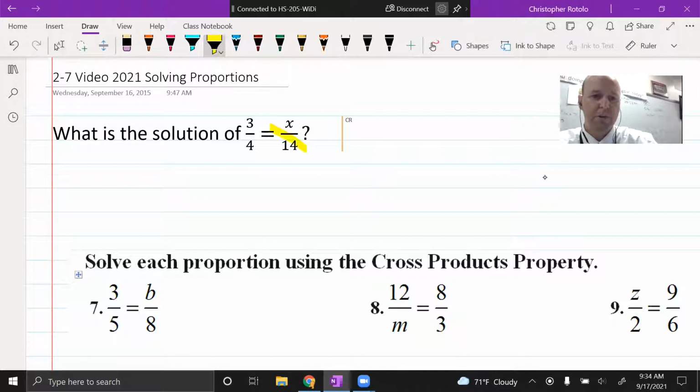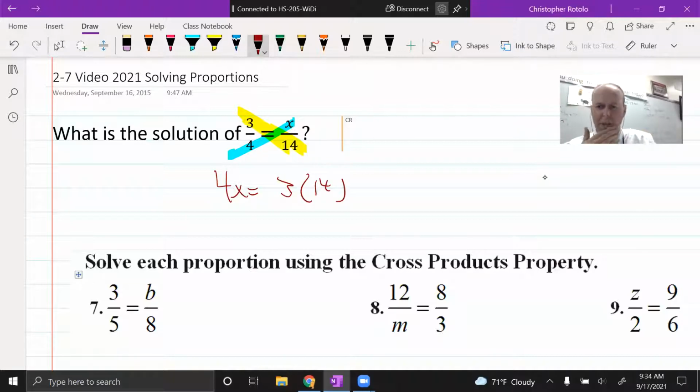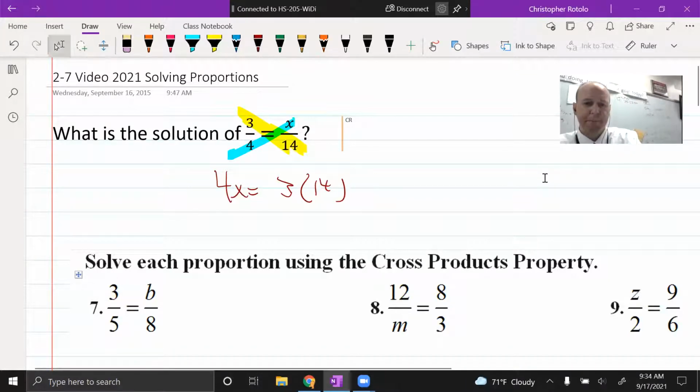All right, so what we're going to do is cross multiply. So I'm trying to set that up here before I do anything else. So if I have 4x equals 3 times 14 is the idea. This is something that you have used probably since about 6th or 7th grade when you have two fractions set equal to each other. So of course, proportions, similar figures, all those things, we're going to deal with that.